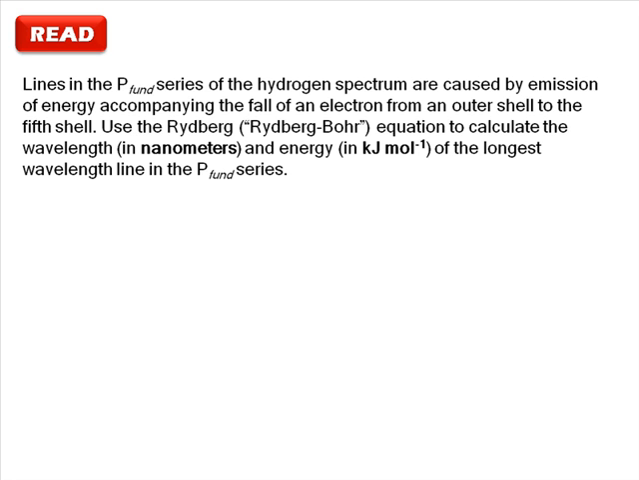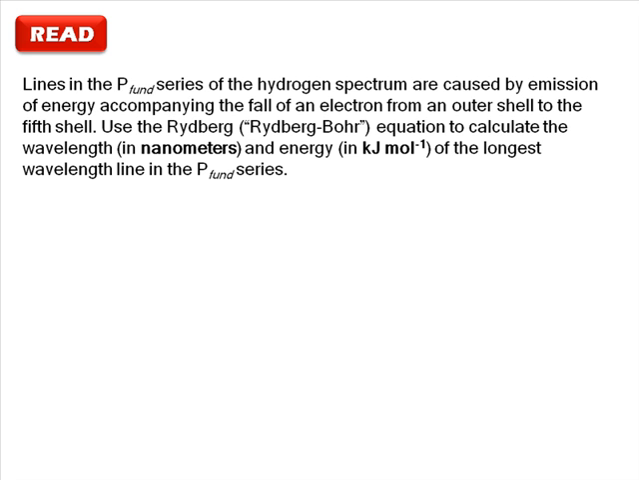After you've read the question, be sure you understand it. In this case, we're looking at the transition from some n initial value to n equals 5 in a hydrogen atom, and the line it creates in the Pfund series. Since the question states that energy is emitted, n initial must be greater than 5.